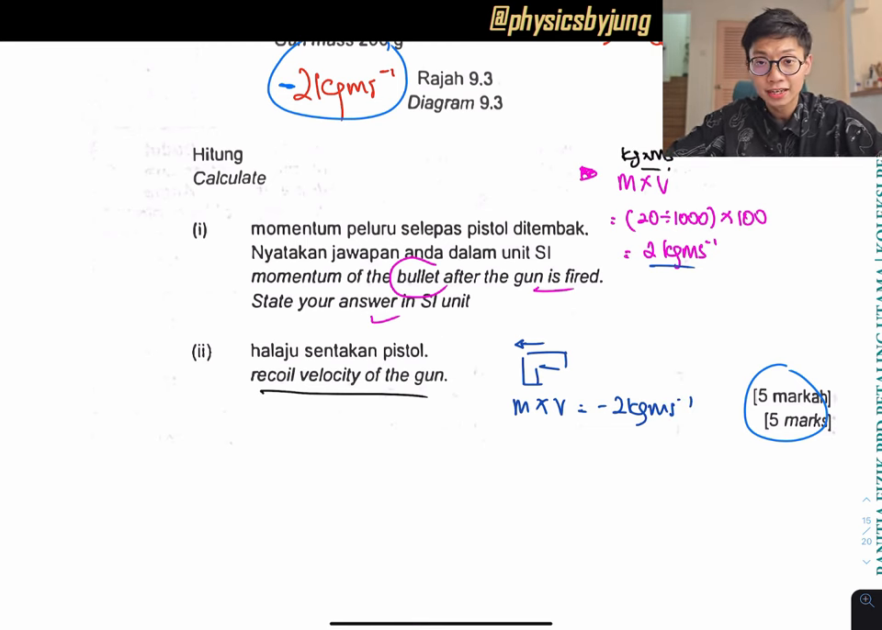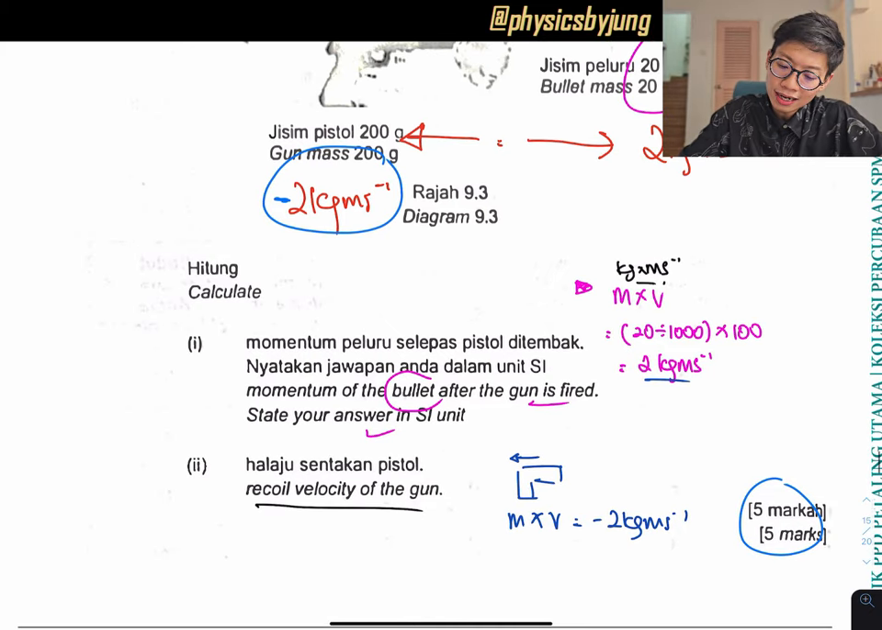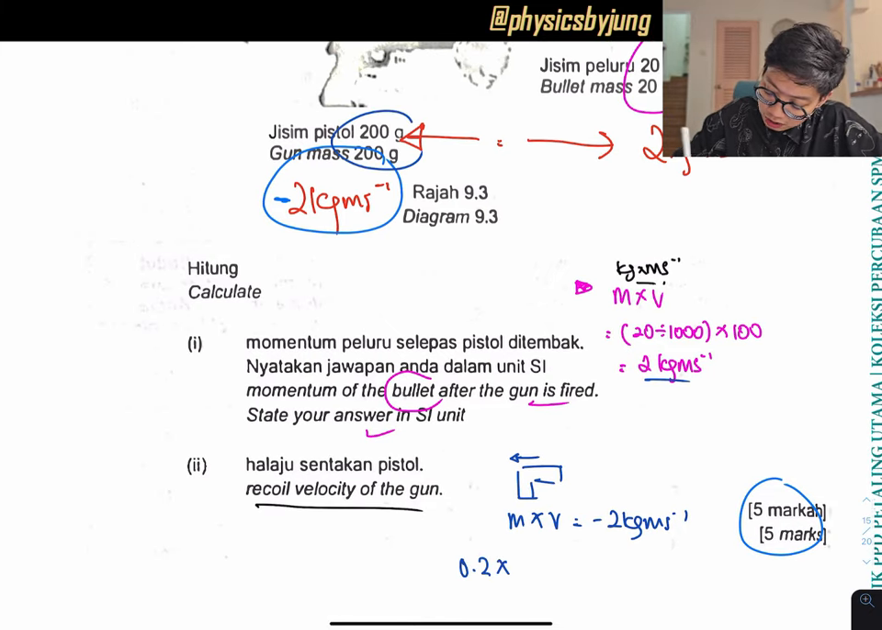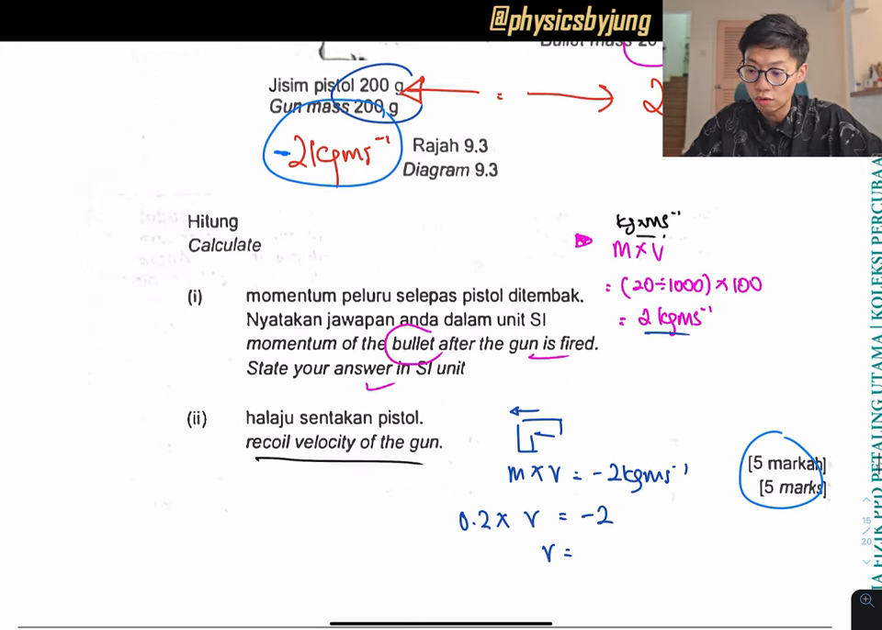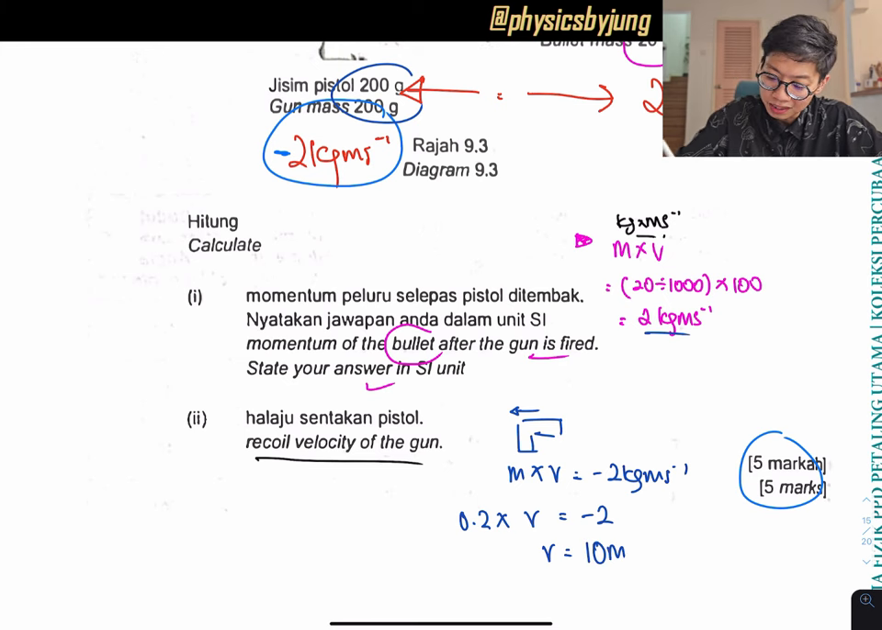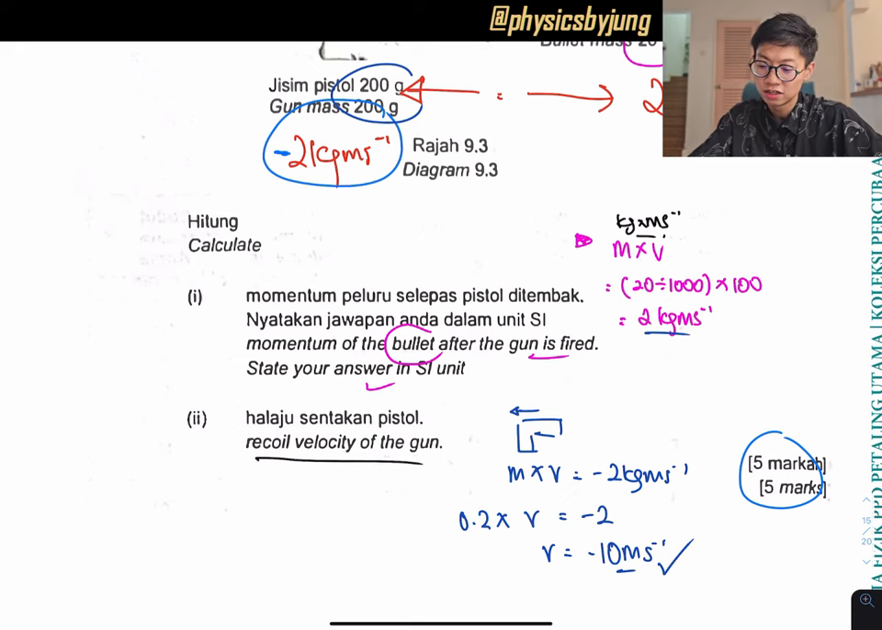The gun is 200 grams, so this is 0.2 kg. The velocity of the gun, the recoil, this is negative 2 over 0.2. If I shift over, my velocity will be negative 10 meter per second. So that is the recoil velocity of the gun. Okay, that's it. Very simple.